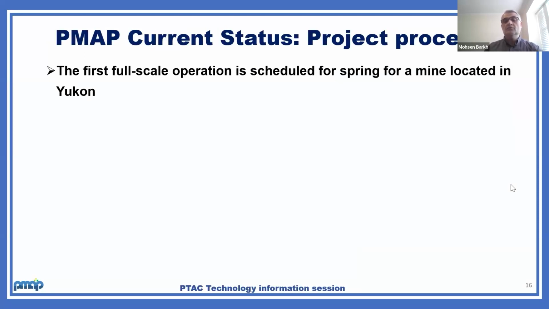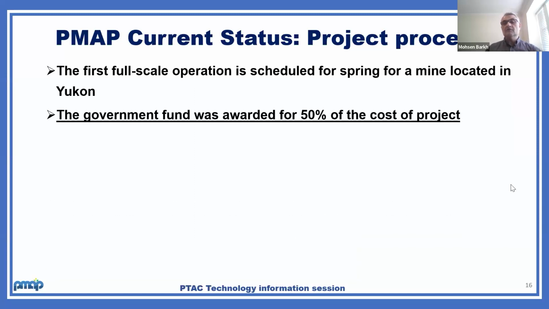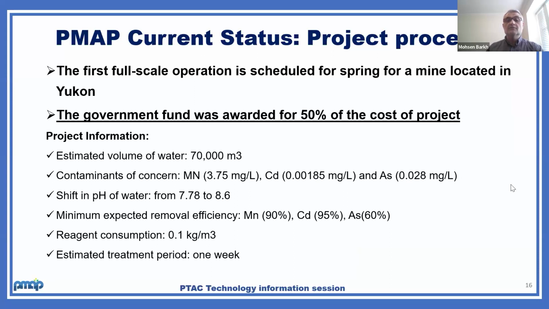Just to give an overview about our current situation, we are geared for the first full-scale operation in a mine in the Yukon. We received 50% funding from the government for our work. The project that we're going to execute has around 70,000 cubic meters of water with manganese, cadmium, and arsenic as the main contaminants.